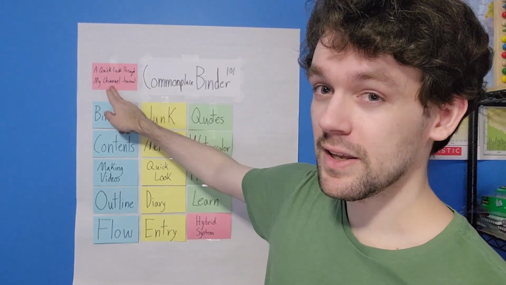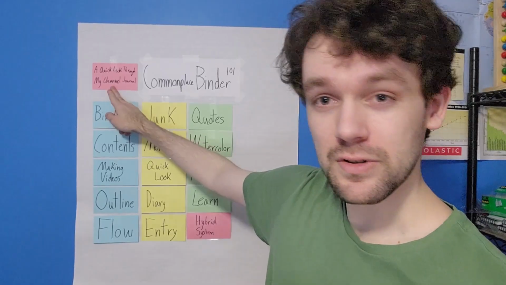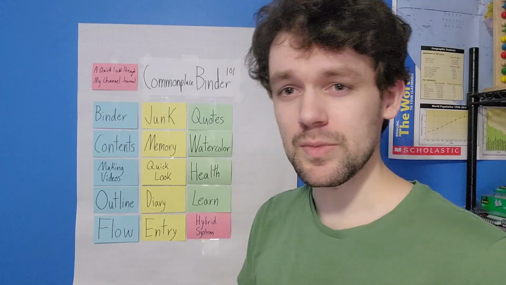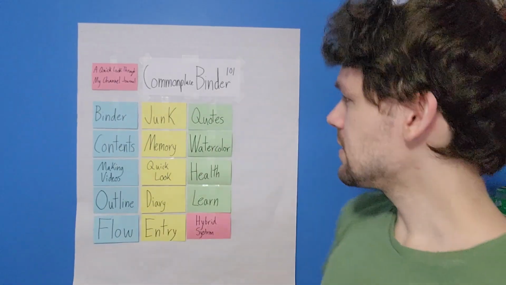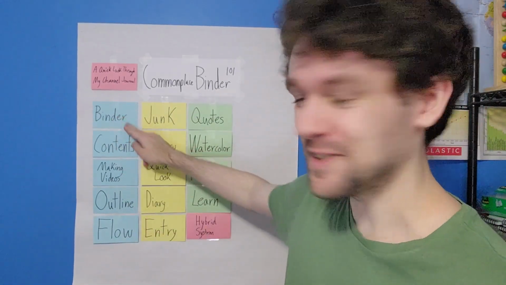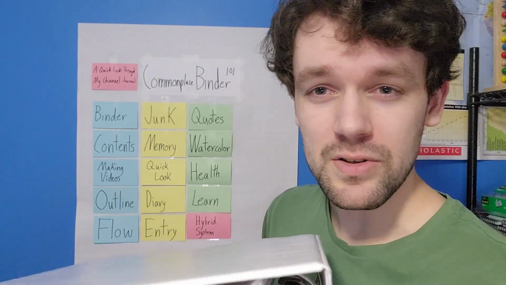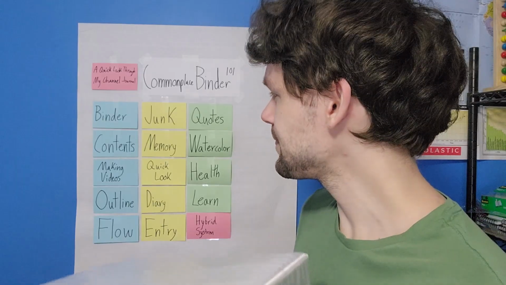We're going to be looking at a quick look through my channel journal. So this is my Commonplace Binder. It's basically a commonplace book, and yeah, it's a binder. So that means no index, and we don't really need page numbers because everything can move around.